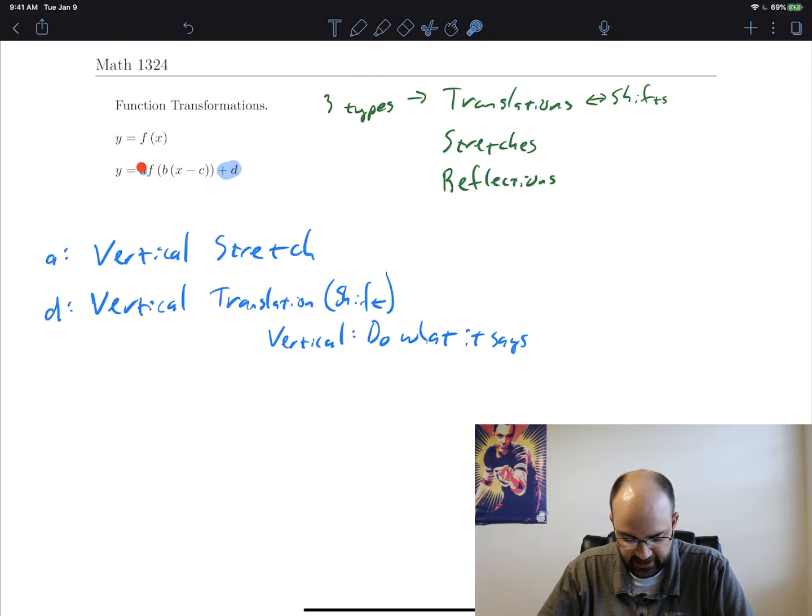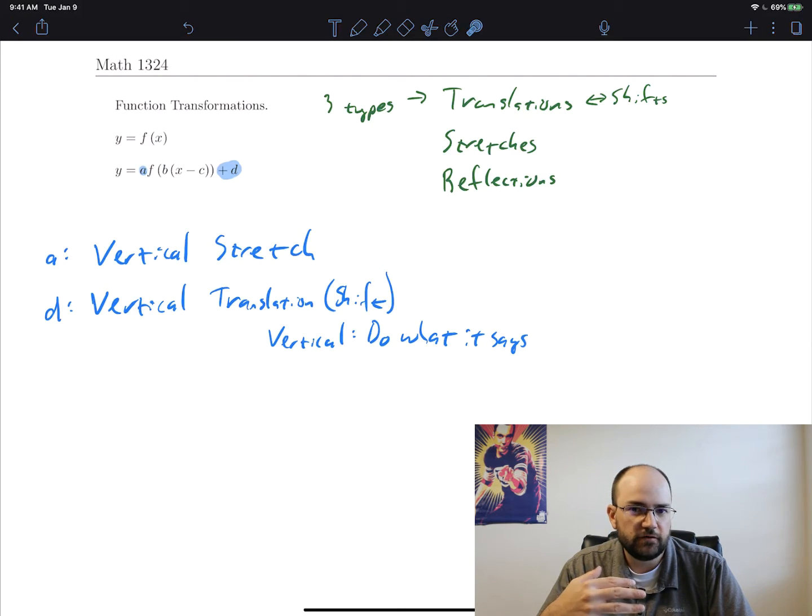So this A out here says A times whatever's happening here. So what we would do is we would multiply all the y values by A. But here's the thing, with multiplication, if you're multiplying by a number greater than 1, that's technically a stretch. But if you multiply by a number between 0 and 1, in other words, a decimal, that makes it actually a vertical shrink. It's still a stretch by a factor of whatever it is, but that's pretty much it.